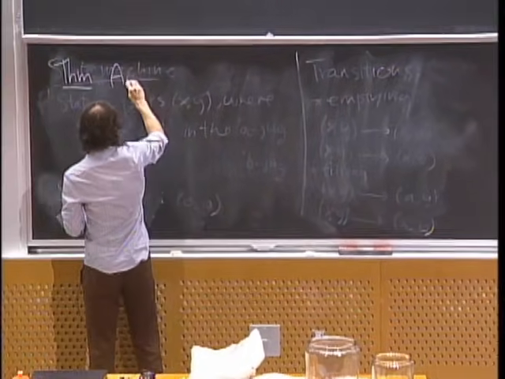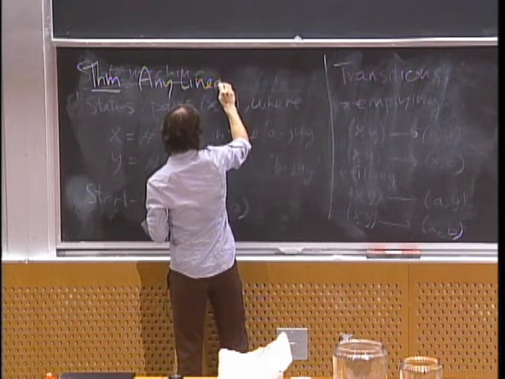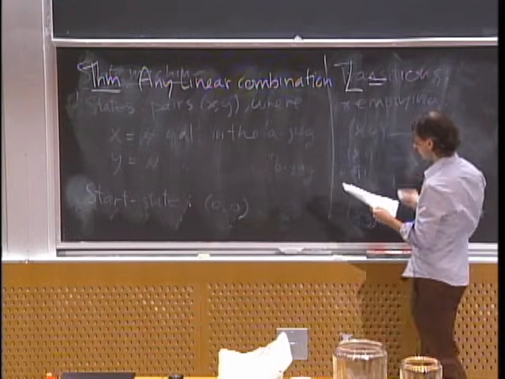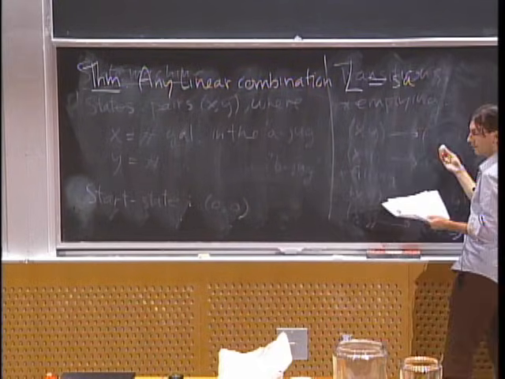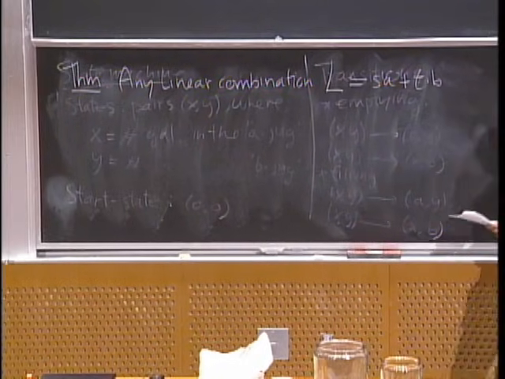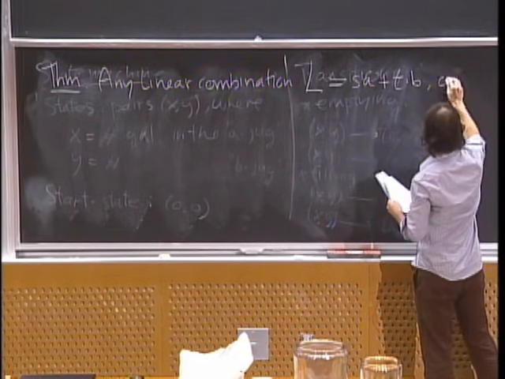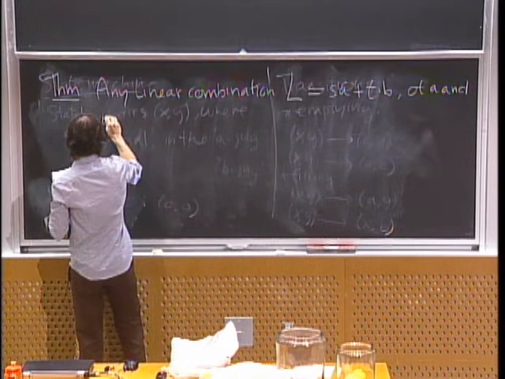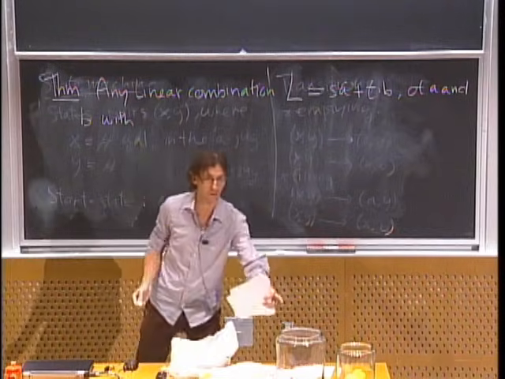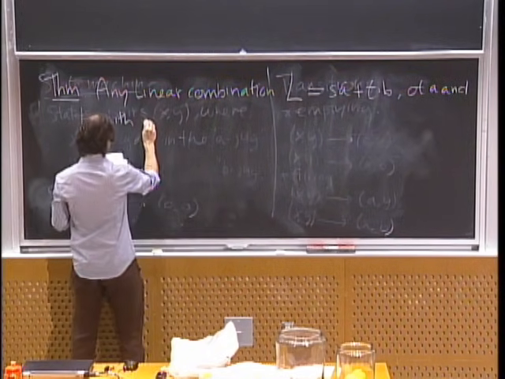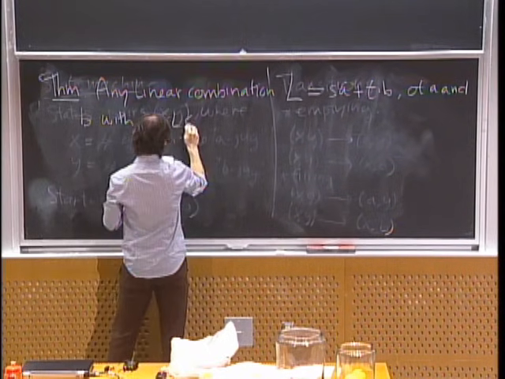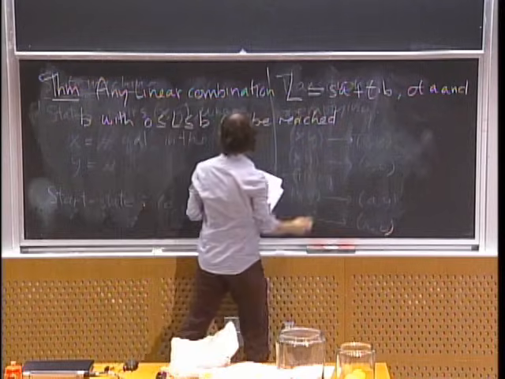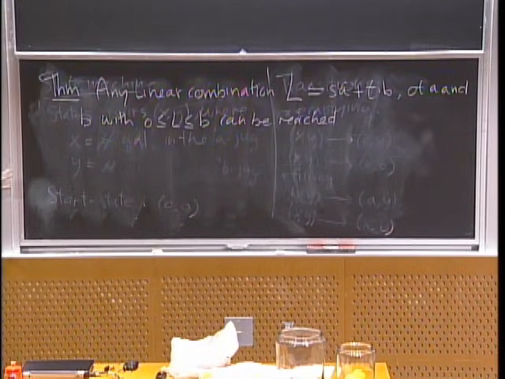Any linear combination L, which we write as some integer s times a plus some integer t times b, so any linear combination of a and b, with, of course, the number of gallons fitting the largest jug, so with 0 at most L, at most b, can be reached. So this is the theorem we would like to prove now.